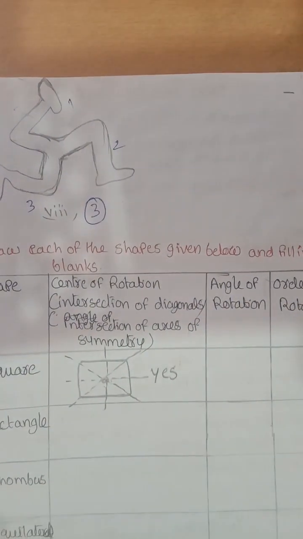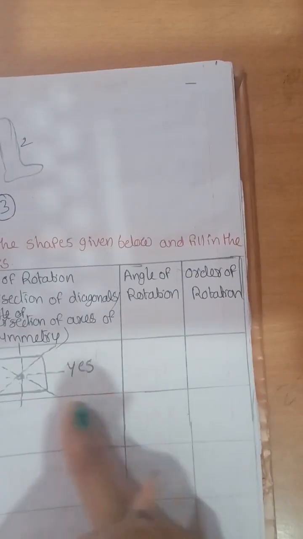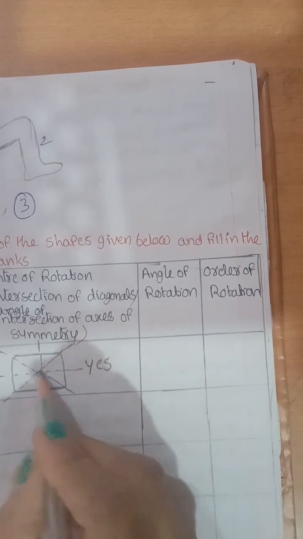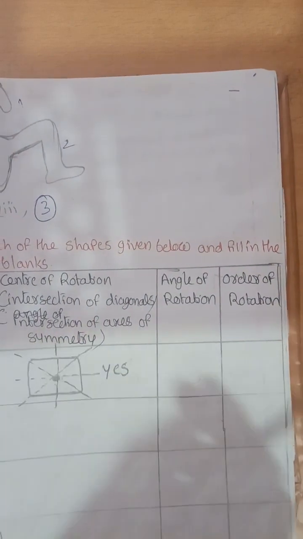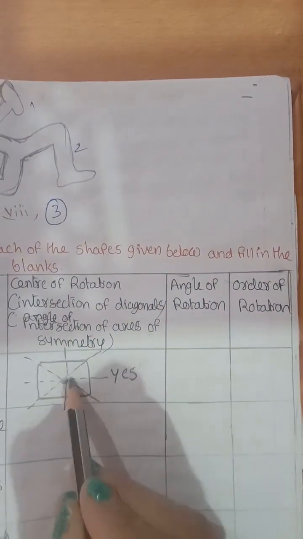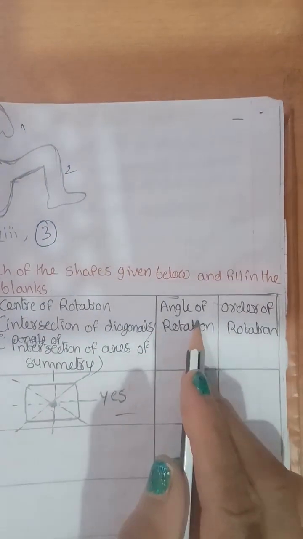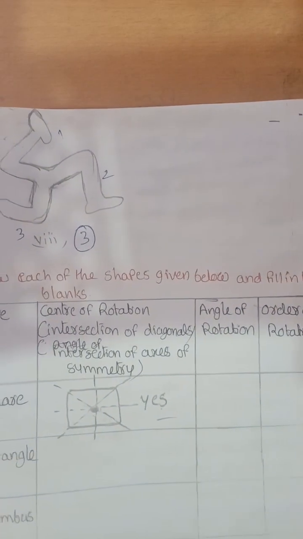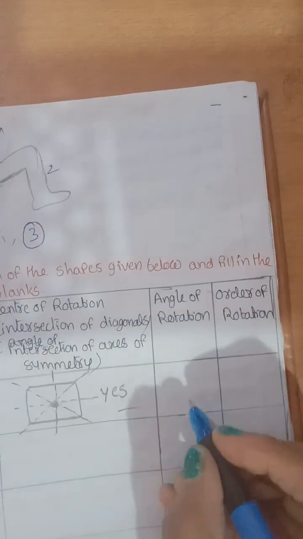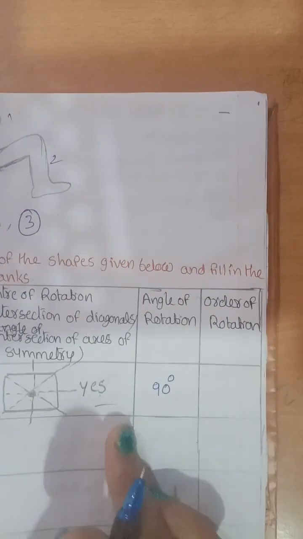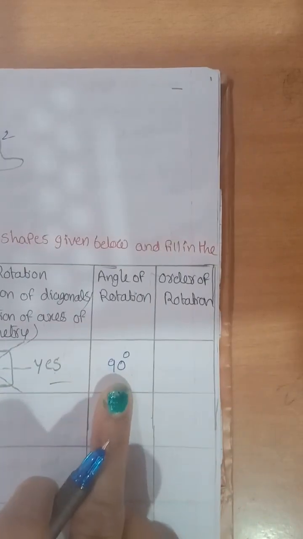Okay? Are you okay, Gagan? The center of rotation is the intersection of the diagonals. The diagonals intersect at the center only, through the center, so for this square, yes. Next is the angle of rotation. What's the angle of rotation of a square? You already know it from our previous class, so directly write down 90 degrees.